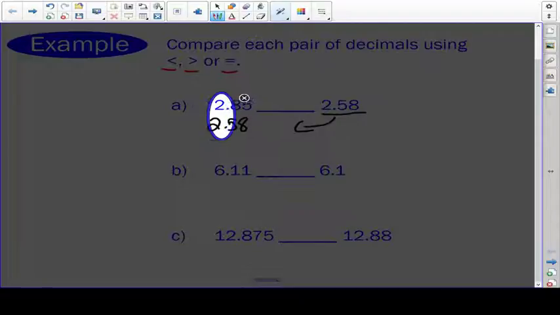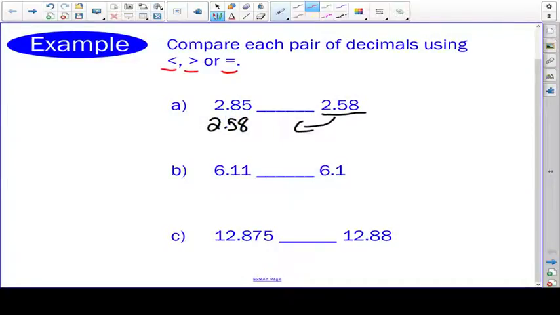Then they both have a decimal. Then the next digit is an 8 on top and a 5 down below. And of course, 8 is bigger than 5. So that means that 2 and 85 hundredths is greater than or larger than 2 and 58 hundredths. Okay, let's try the next one.